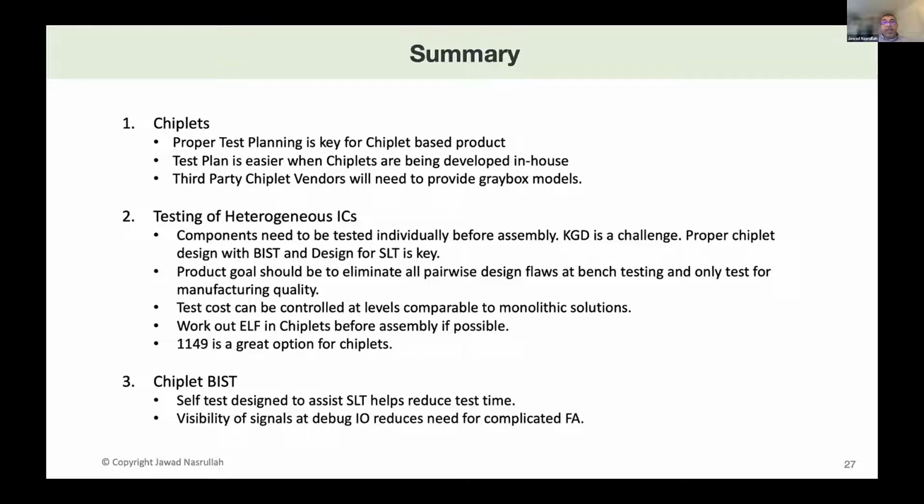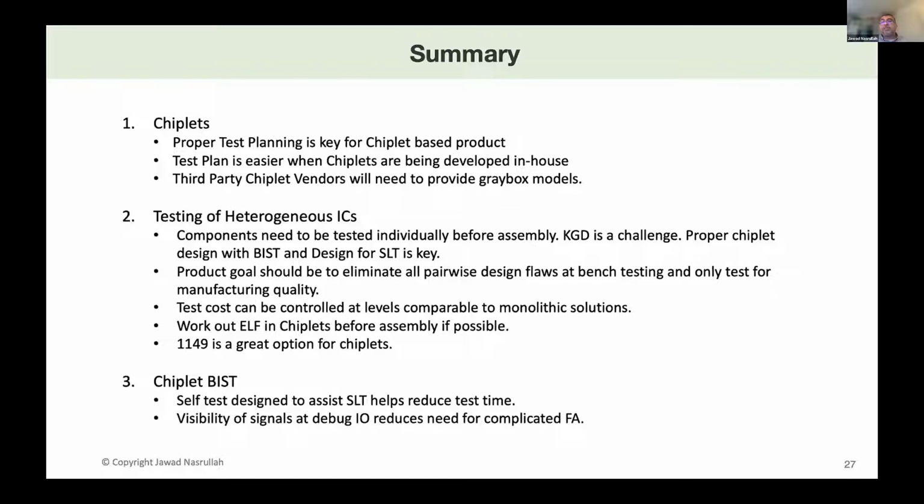So early life failures, see if you can work them out very early. Chiplet based is important, but obviously the architects have to think how they want to implement it, and maybe memory is important, maybe packaging is important, maybe logic is important. But that's the key. So with that, I'm at the end of my talk, and I thank you for your attention.